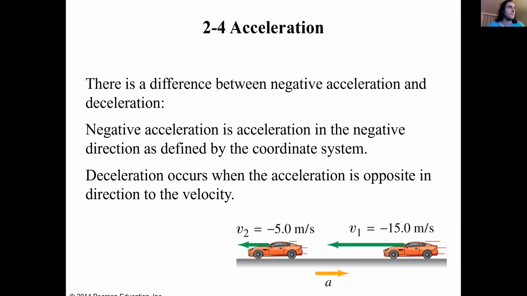And so negative acceleration is acceleration in the negative direction as defined by your frame of reference or your coordinate system. Deceleration occurs when the acceleration is opposite in direction to the velocity. In other words, you're slowing down. And of course, I just gave you an example of where you can slow down and then your velocity changes direction, and all of a sudden now you're speeding up, right? So really got to wrap your mind around that and really be careful about your signs.